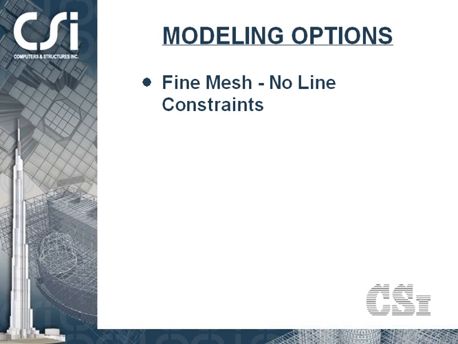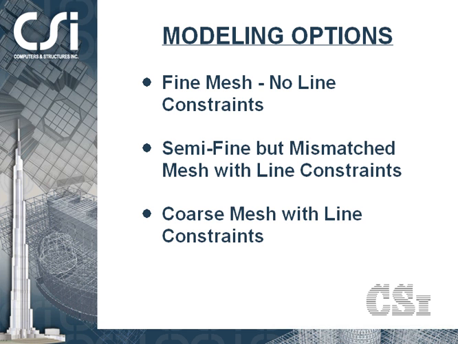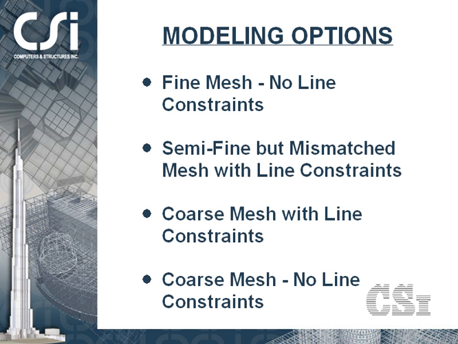In the first analysis, we will use a refined mesh with no edge constraints. This will be the standard for comparison. In the second model, we will use a semi-refined mesh with connectivity at the corners along with edge constraints. In the third analysis, we will use a coarse mesh with no continuity and edge constraints. In the last analysis, we will use a coarse mesh but no line constraints.